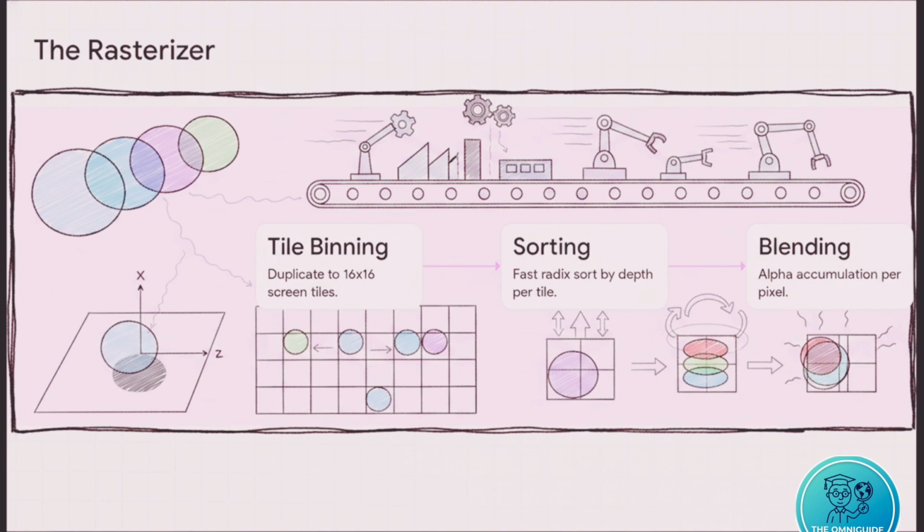Step 1 is projection, taking that 3D shape and mapping its footprint right onto our 2D screen. Step 2 is tile binning. The screen gets chopped into a 16 by 16 grid of macro tiles, and if a projected Gaussian overlaps multiple tiles, it just gets duplicated and assigned to each one. Step 3 is sorting. Within every single tile, the engine runs a lightning-fast radix sort to order the Gaussians by depth. You gotta know what's in front of what, right? And finally, step 4 is blending, where parallel GPU processors cooperatively accumulate those colors pixel by pixel.